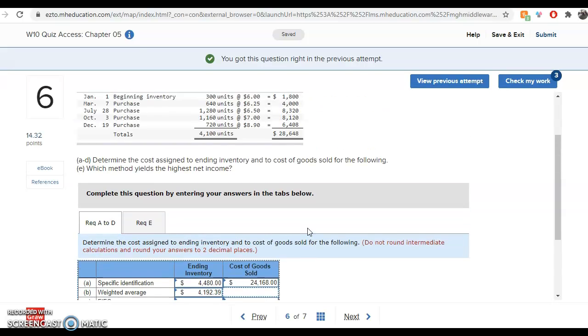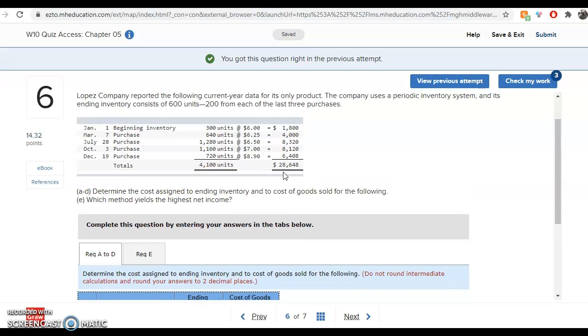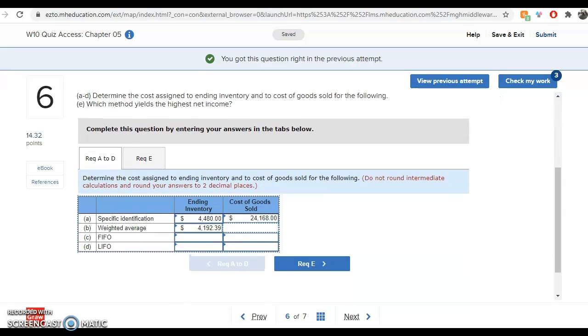And then we're going to do the same thing. We're going to do our beginning inventory plus net purchases. I'm just going to call it our total. We're going to take our total, and we're going to minus our ending inventory to get our cost of goods sold.